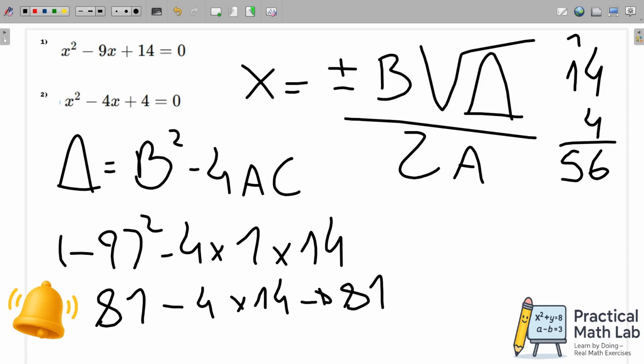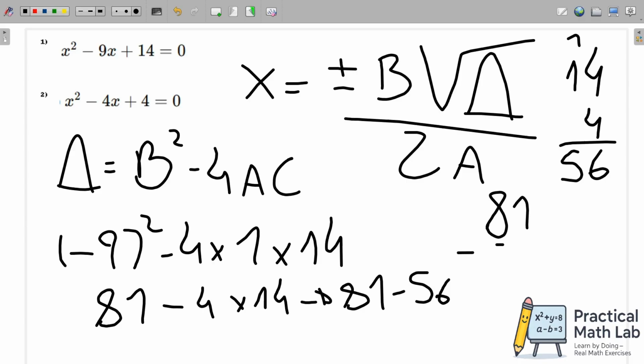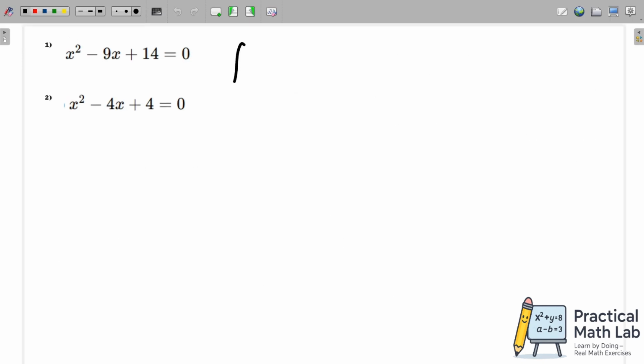81 minus 56. The 1 borrowed became 11. 11 minus 6, 5. Here, 1 was borrowed to the other side. It became 7. 7 minus 5, 2. Therefore, delta equals 25.